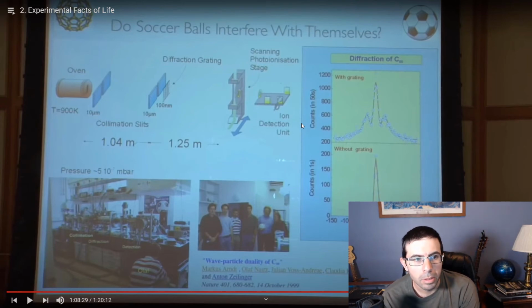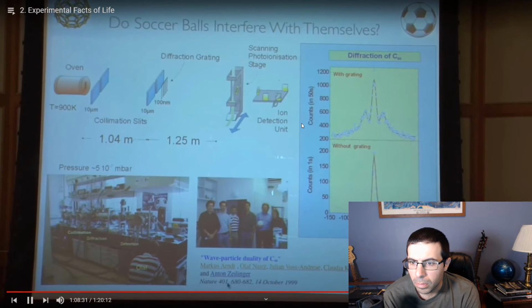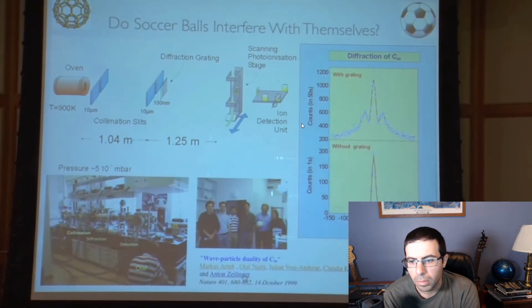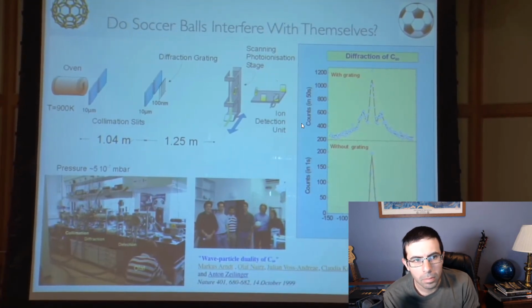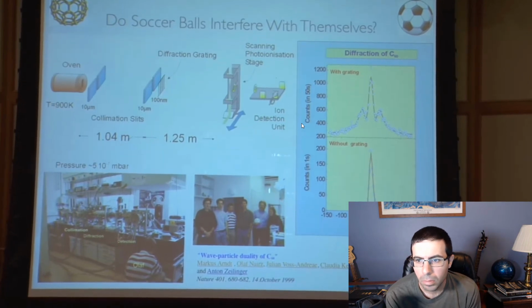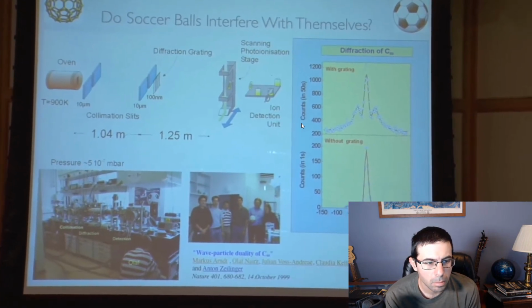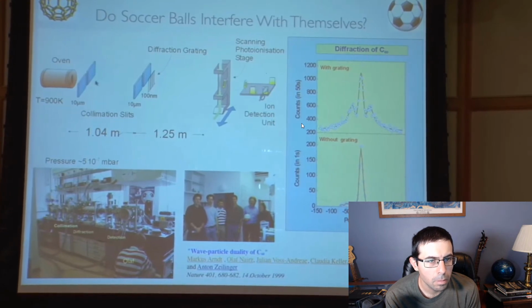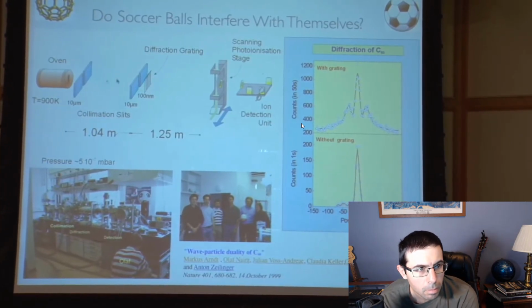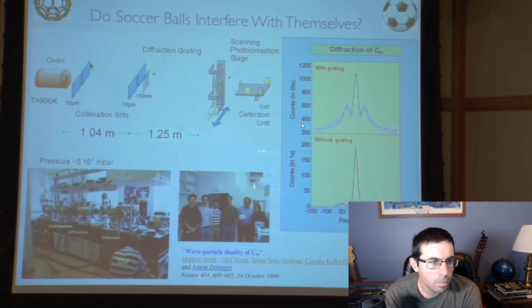10 micrometer slits, 100 nanometer slit in the grating. These guys are just totally amazing. So this is Zeilinger's lab. And it looks kind of hideous, right? To a theorist, it's like, come on, you've got to be kidding. But here's what a theorist is happy about, because it looks simple. We really love lying to ourselves about that.